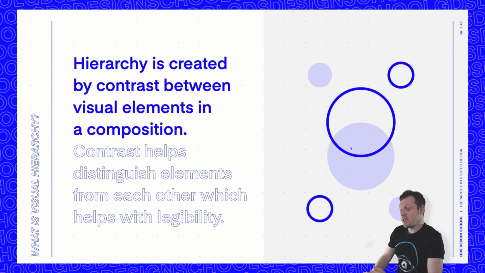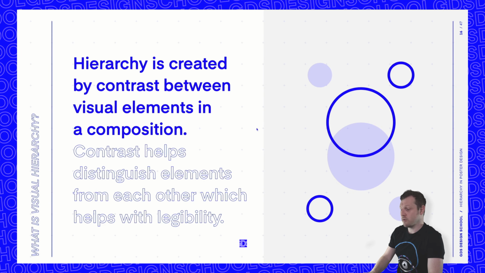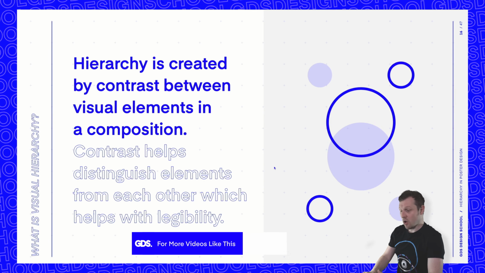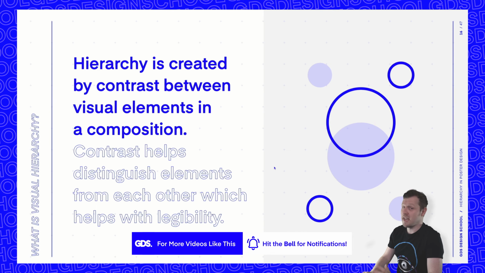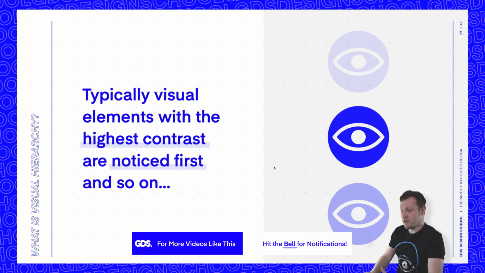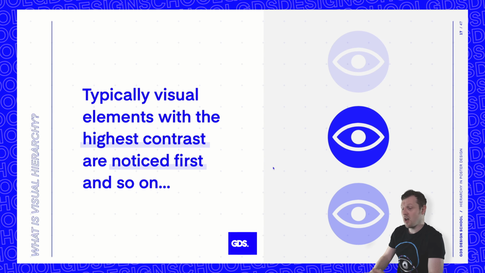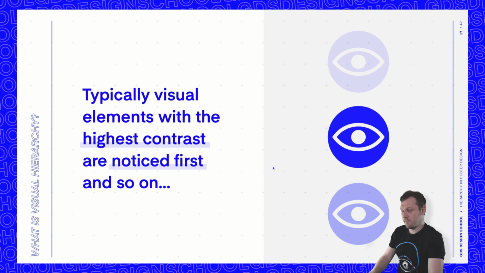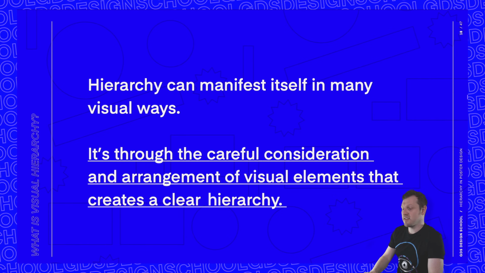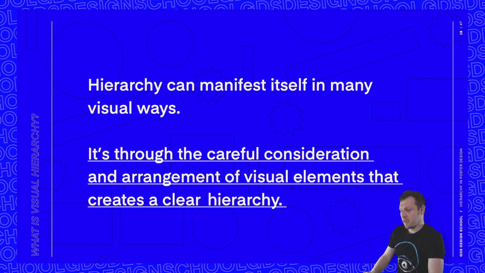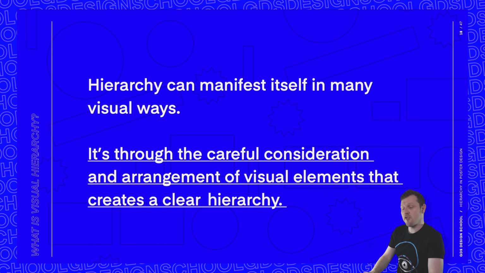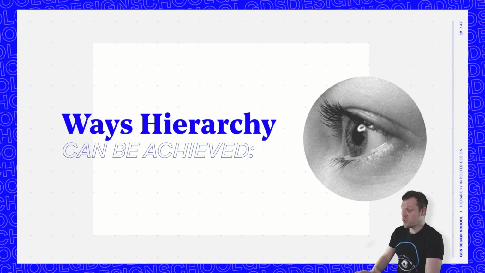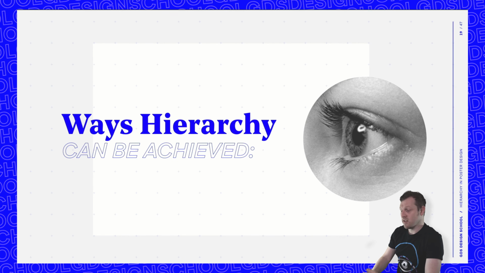Now, hierarchy is created by contrast between visual elements in a composition. Contrast helps distinguish elements from each other, which helps with legibility. Typically, visual elements with the highest contrast are noticed first, and so on. Now, hierarchy can manifest itself in many visual ways. It's through the careful consideration and arrangement of visual elements that creates a clear hierarchy. So hierarchy can be achieved in a variety of ways.